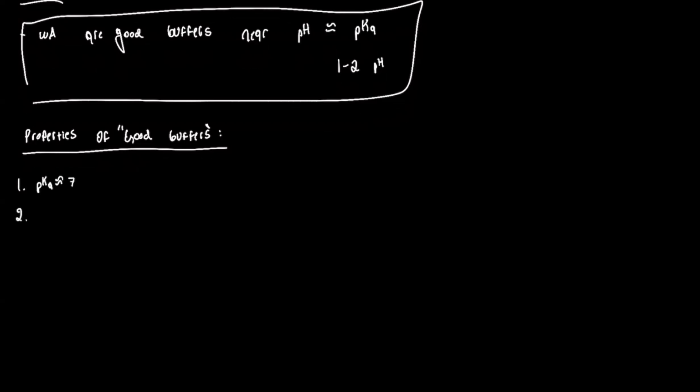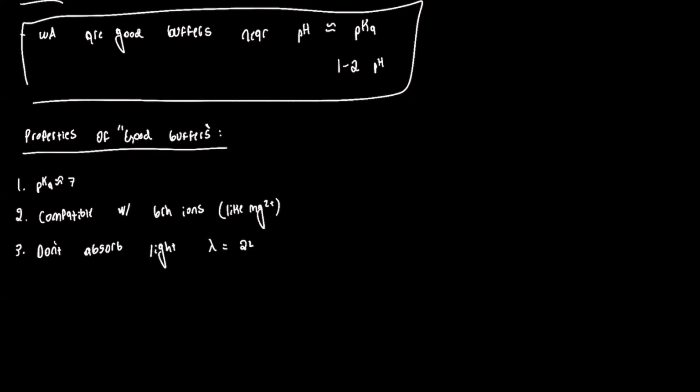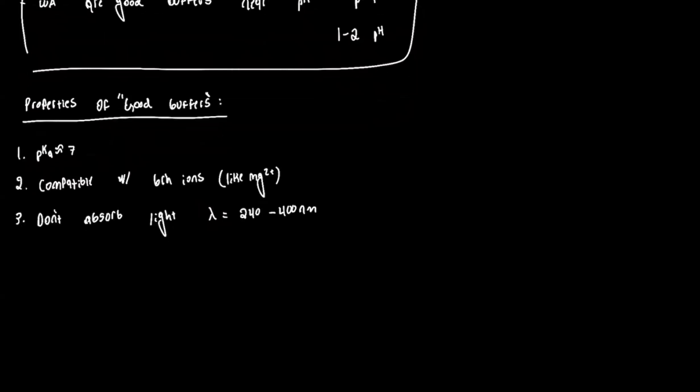Next, we want it to be compatible with common biochem ions, like magnesium 2+, for example. Next, we don't want it to absorb light at a wavelength of between 240 nanometers and 400 nanometers. And as you'll recall, we usually measure absorbance at 280 with UV spec. So that should check out.